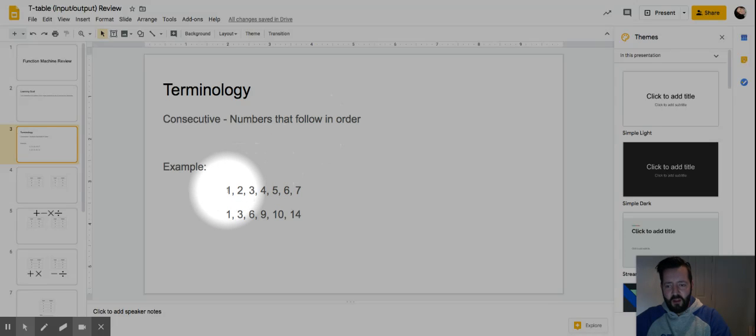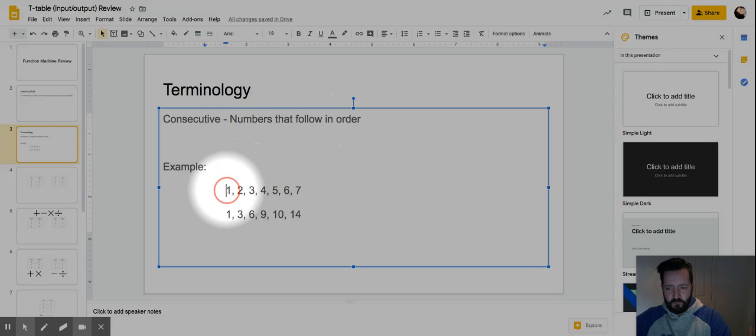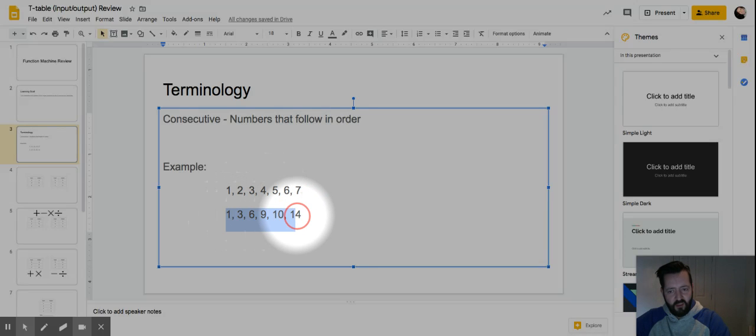And so right here on the page, I have 1, 2, 3, 4, 5, 6, 7. And those numbers are consecutive because they follow in order. 1, 2, 3, 4, 5, 6. Those are all consecutive numbers. But below that, I have another example of numbers that are not consecutive, or numbers that do not follow in order. 1, 3, 6, 9, 10, 14. They don't follow in order, therefore they are not consecutive.